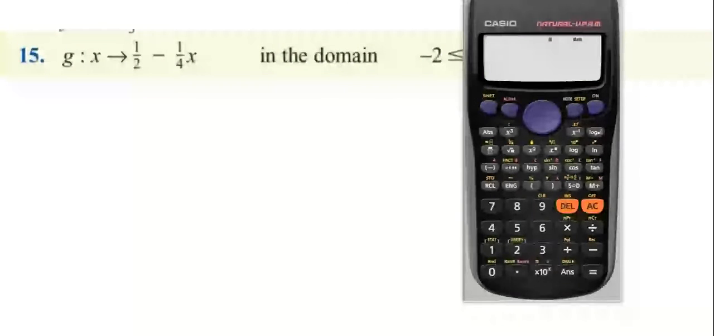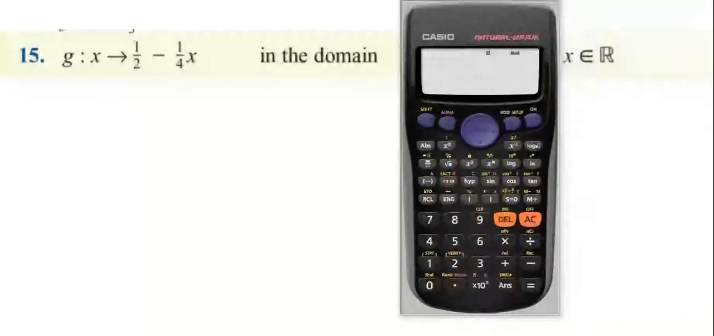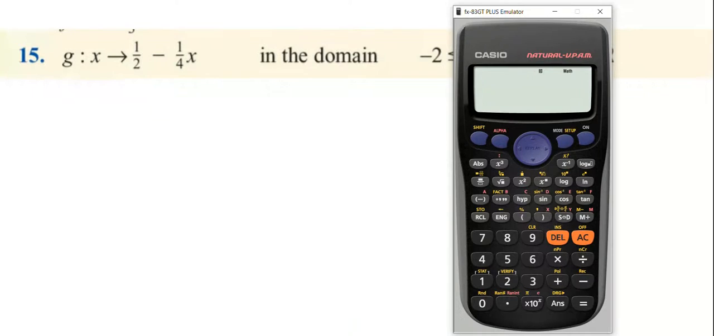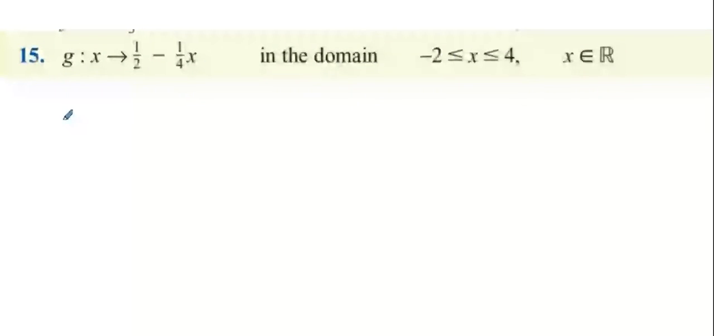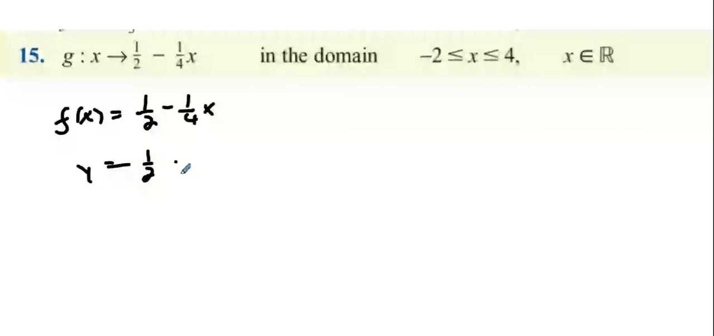Question 15 here now, and what we have is the following function. This function is g of x, which, for argument's sake, you could treat like an f of x, or some people tend to call it y equals a half minus a quarter x. Either way, we can input this into our calculator. It starts at -2, ends at 4, and we're going to go up in steps of 1.